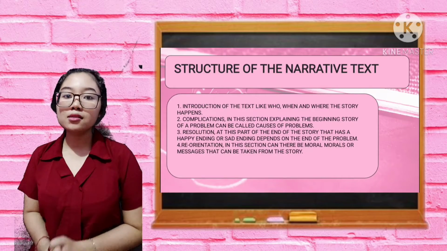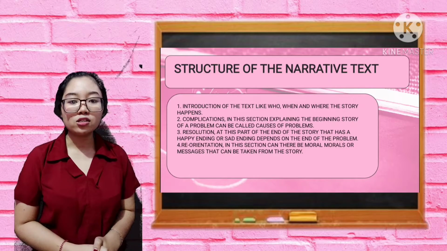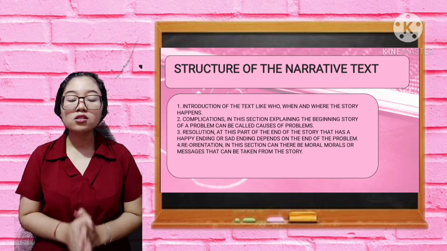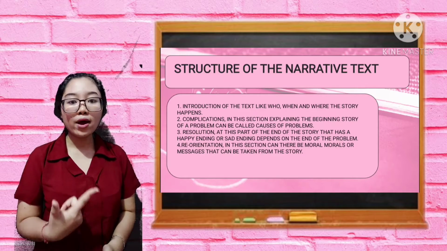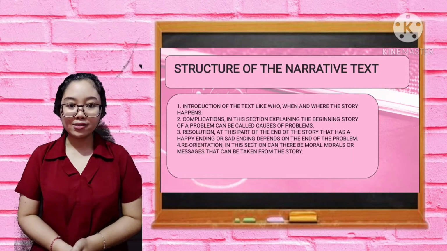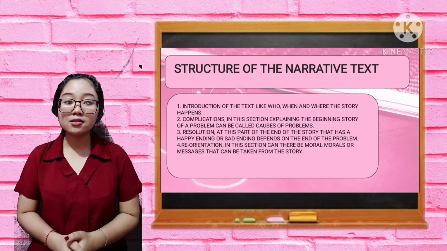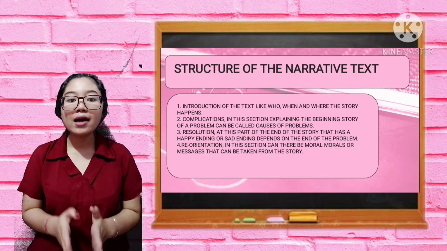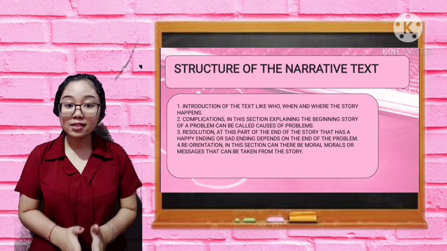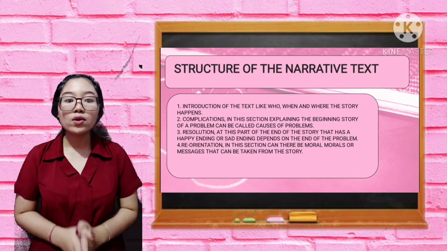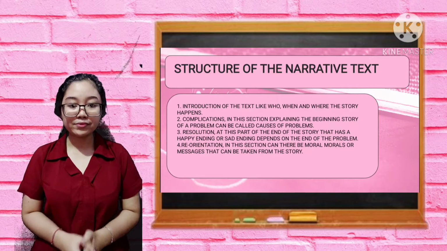We will discuss the structure of narrative text. The first one is orientation. In this orientation, we introduce the text, like who, when, and where the story happens. The second is complication. In this section, it explains the beginning of a problem, which can be called the cause of the problem. It is usually in this section that the main role is highlighted.